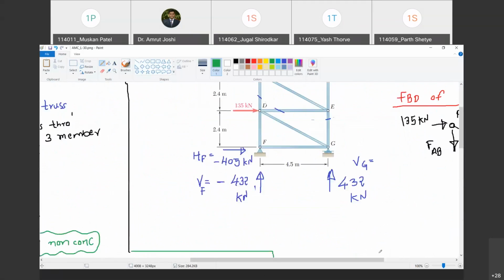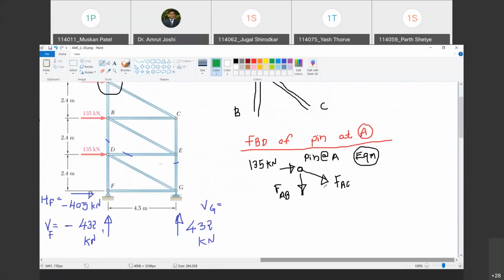Now let us go to this solution. What kind of force system does this free body diagram form? Tell me. Coplanar concurrent. Yes. So there is a distinct difference between the method of sections and the method of joints. What is the difference? As I draw the FBD of the pin at A, it forms a coplanar and concurrent force system. Are you with me? Yes, sir.